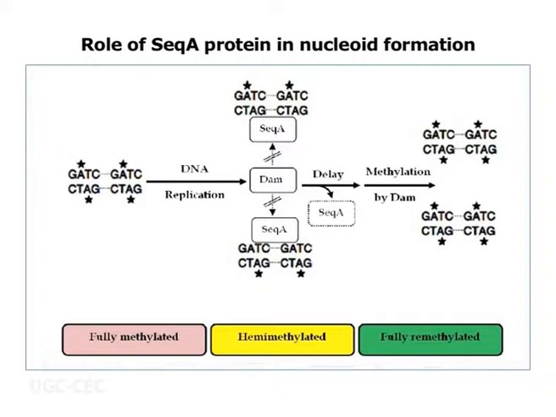During DNA replication, what is happening? The newly synthesized DNA strand does not contain any methylated bases, and hence it is present in the hemi-methylated state. Immediately after the DNA replication, we get the hemi-methylated state. The competitors for this hemi-methylated state are SeqA and MutH protein. Now how does it help?